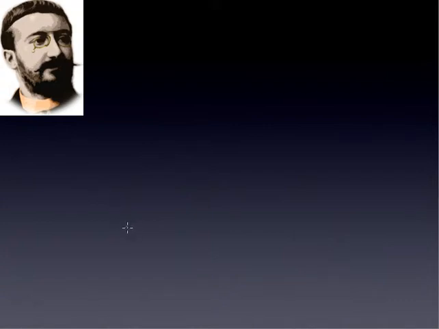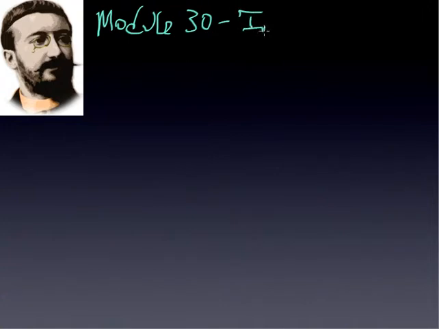Well, our next module to look at in this incredible kind of swing of modules is Module 30, and we're going to talk a little bit about intelligence and how we actually go about measuring it and understanding it.